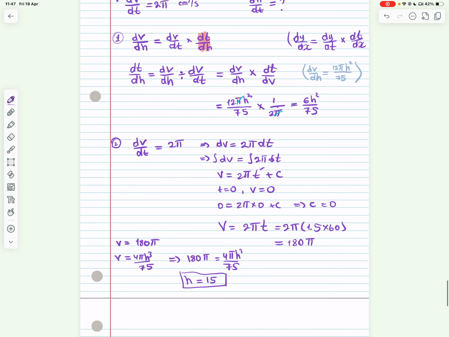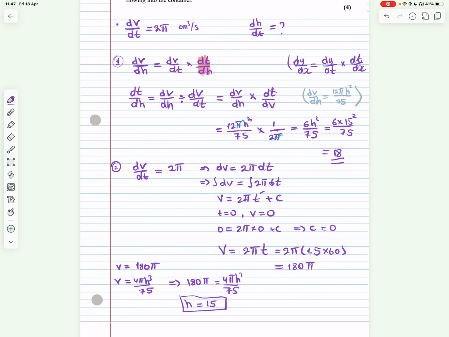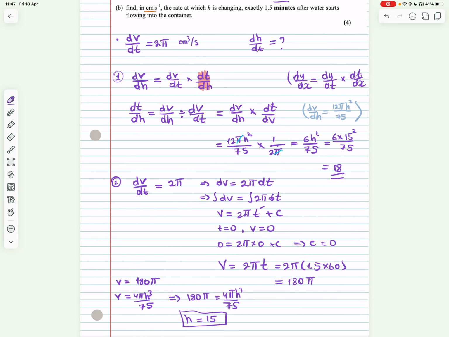Okay, so what I need to do is come back here now and multiply 6 by 15 squared divided by 75. If I calculate this, that's 6 times 15 squared divided by 75. Okay, so that gives me 18. But remember, 18 is not your answer. If you did all the way back there, you probably have 3 marks, or maybe 4 marks. You need to look at the mark scheme.